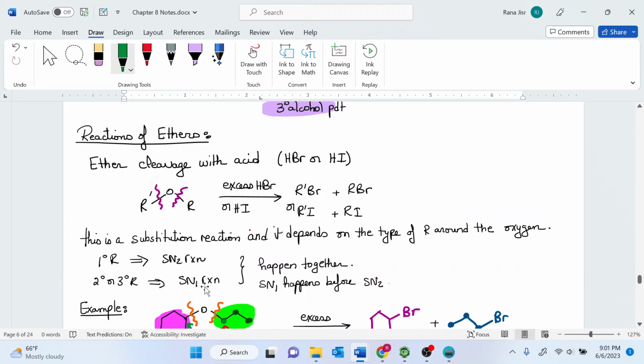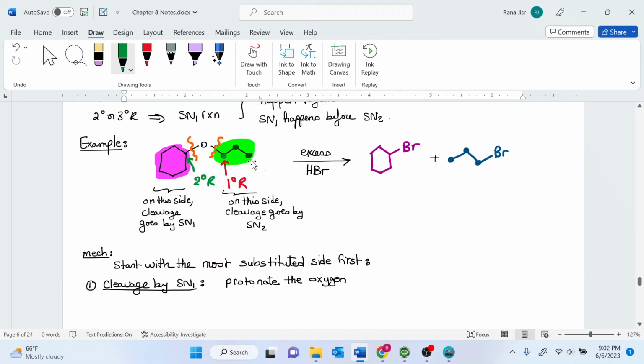In this case, and in this case only, substitution SN1 and SN2 happen in the same reaction, but they will not happen together. Always SN1 happens before SN2. So if you have SN1 and SN2 together, the reaction always starts with SN1 and continues with SN2. So SN1 and SN2 are not going to happen simultaneously. And so, how is the reaction going to look?